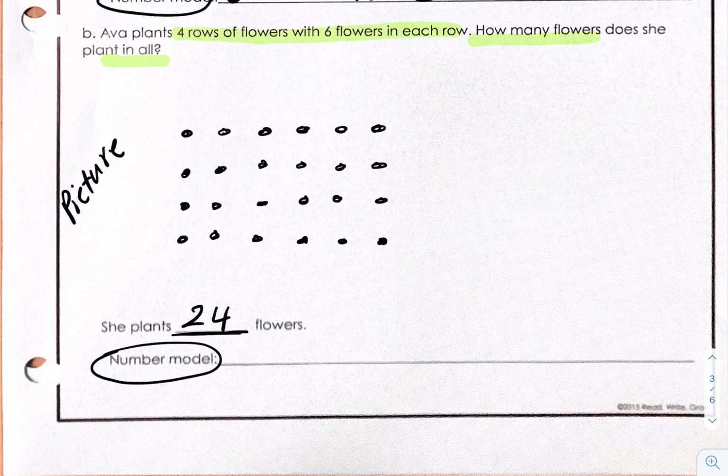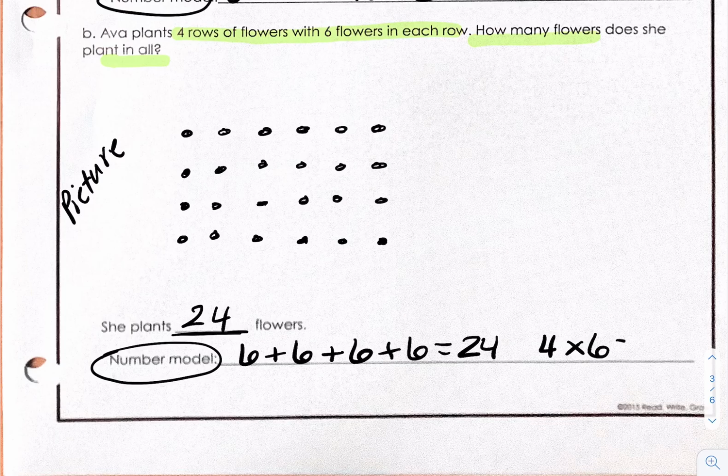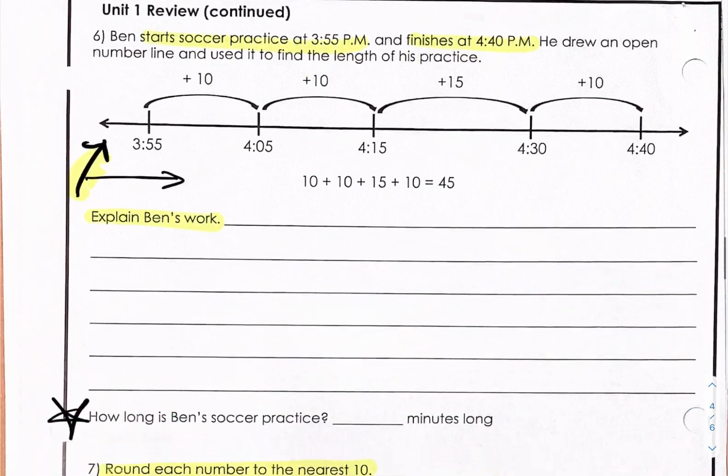So again, there are about 3 different ways you could write a number model. You could do 6 plus 6 plus 6 plus 6 equals 24. You could do 4 times 6 equals 24, or 6 times 4 equals 24. Any of those would be acceptable. Let's look at number 6.